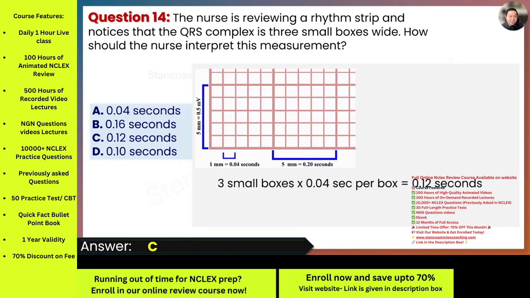Now, what about letter D, 0.10 seconds? This is quite close, but it's not correct. For the 0.10 seconds, the QRS would need to span 2.5 small boxes, which is not the case here. And the strip shows 3 boxes, so the duration is 0.12 seconds, not 0.10 seconds. I hope that you got this one.